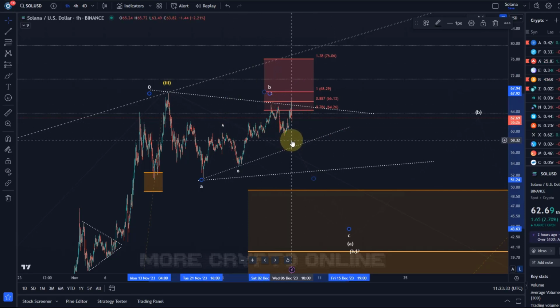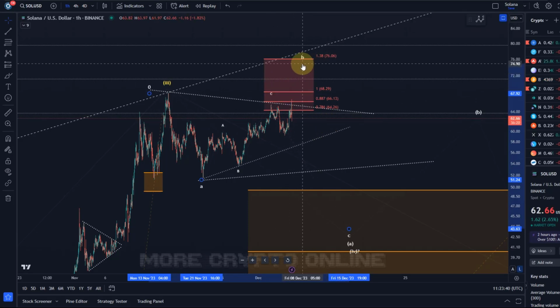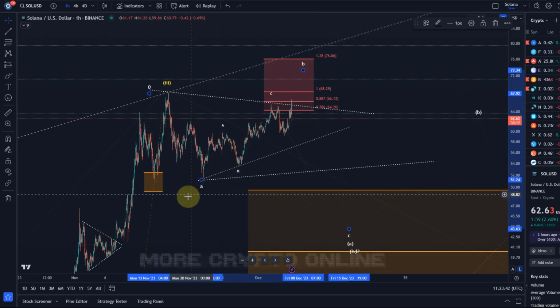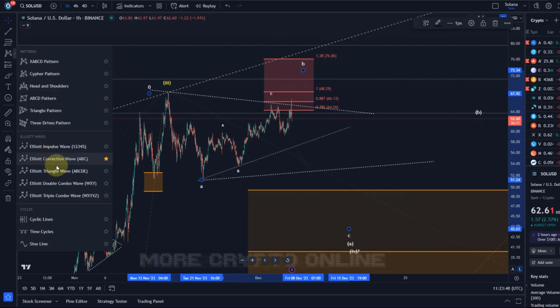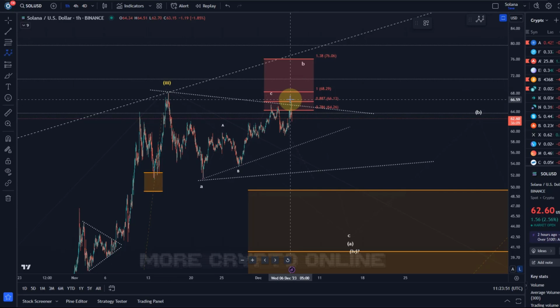Or I shouldn't say it's not clear. I can give you a count. It's just that it is a bit ambiguous. There are many possibilities. I still think we had an ABC structure here. However, it probably morphed into a WXY structure because we have another extension.